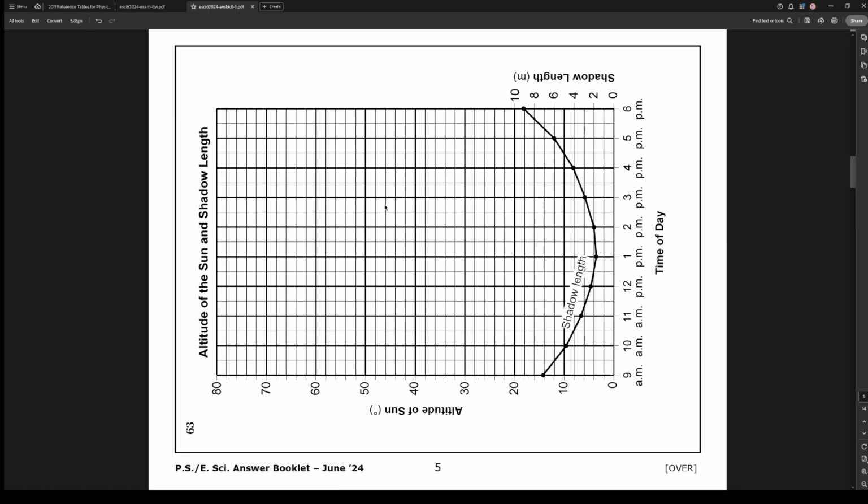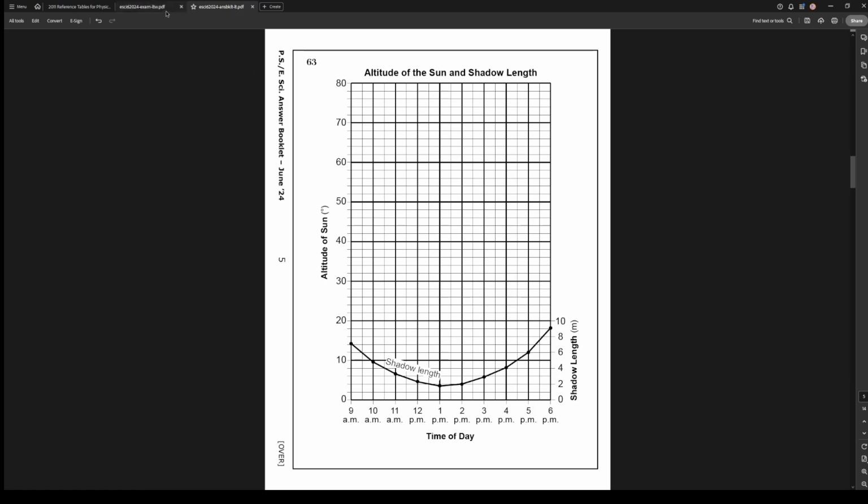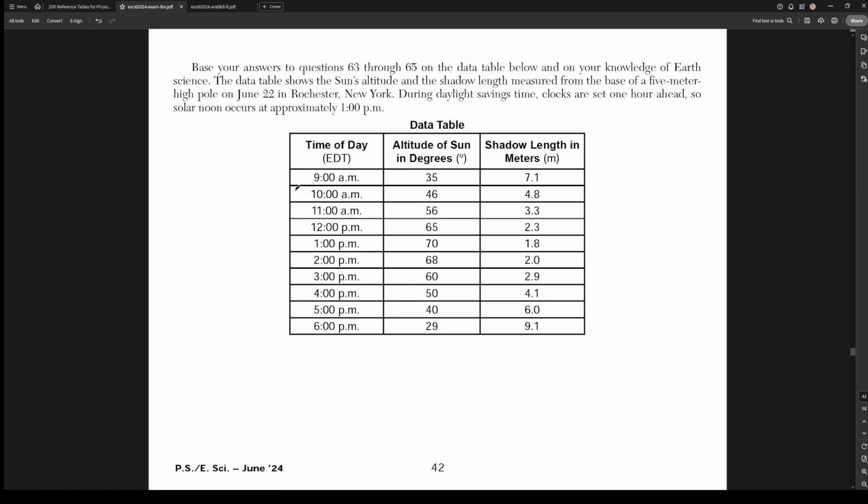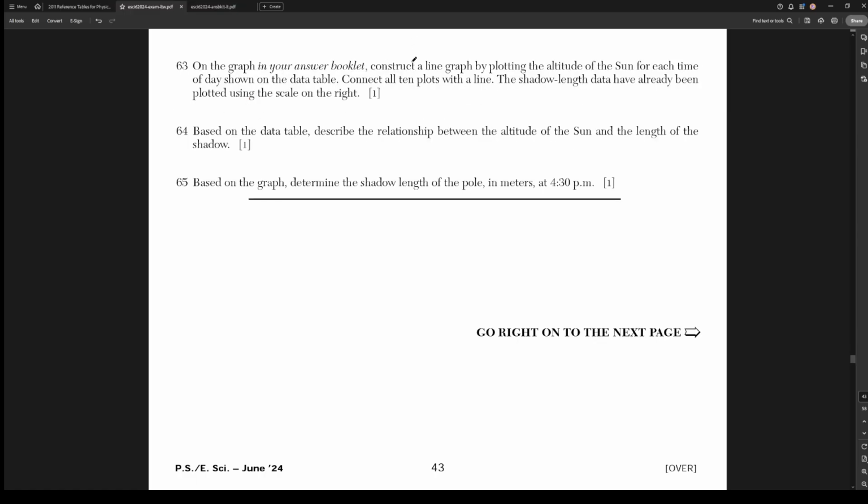Oh boy. My favorite thing ever. Do we have to graph something? Oh my gosh. Alright, what are we graphing here? So June 22nd in Rochester. That's close to the summer solstice. On the graph, construct a line graph applying the altitude of the sun for each time of day shown in the data table. Okay, the altitude of the sun for each time of day.